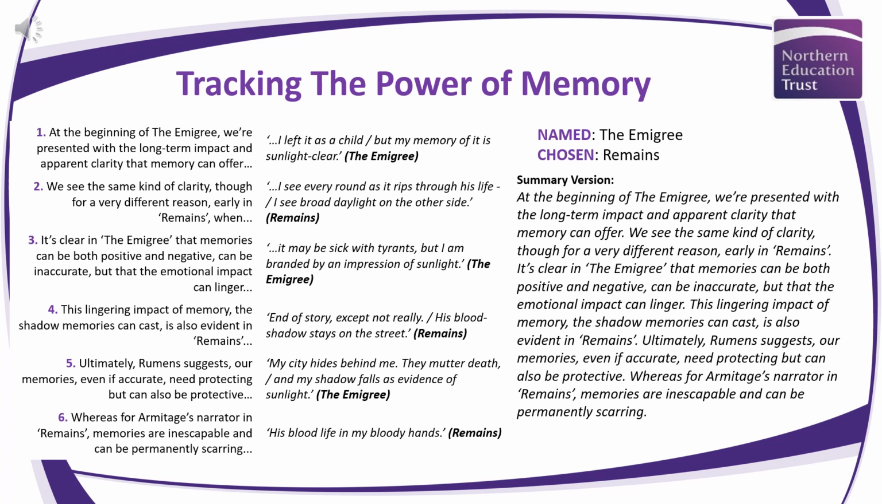So my summary for my discussion, just to make sure it works, would be: at the beginning of The Emigre, we're presented with the long-term impact and apparent clarity that memory can offer. We see the same kind of clarity, though for a very different reason, early in Remains. It's clear in The Emigre that memories can be both positive and negative, can be inaccurate, but that the emotional impact can linger. This lingering impact of memory, the shadows that memories can cast, is also evident in Remains. Ultimately, Rumens suggests our memories, even if inaccurate, need protecting, but can also be protective, whereas for Armitage's narrator in Remains, memories are inescapable and can be permanently scarring.